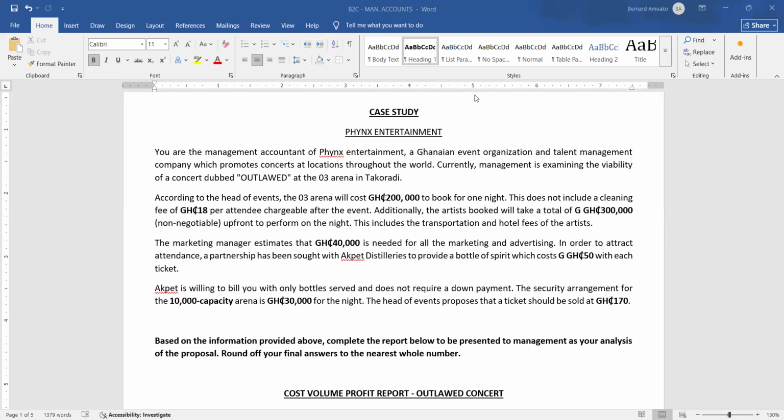The security arrangement for the 10,000 capacity arena is 30,000 for the night. The head of events proposes that a ticket should be sold at 170 cedis. Based on the information provided above, complete the report below to be presented to management as your analysis of the proposal. Round off your final answers to the nearest whole number.